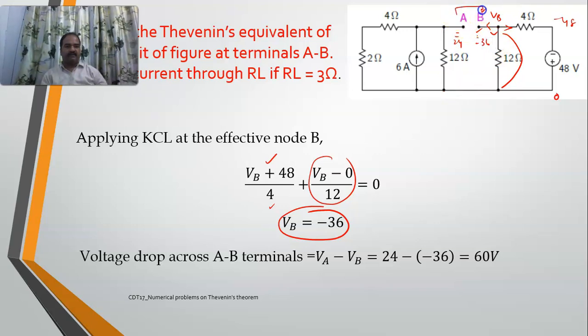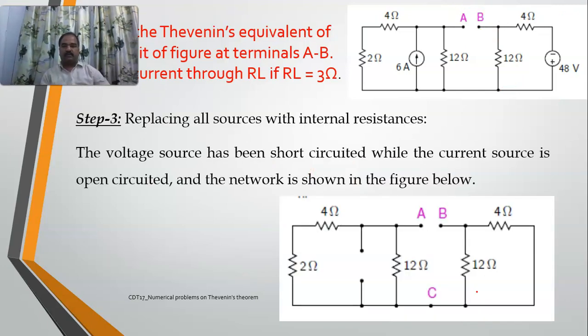So what is VAB? VAB is what my VTH is equal to VA minus VB, which is equal to 24 minus of minus 36. That is 60 volts. Okay. Now, so the second step is completed. So now moving on to step number 3.